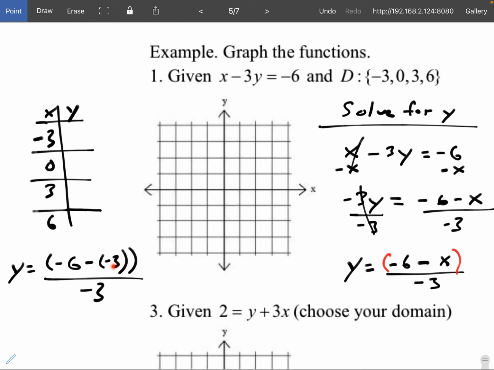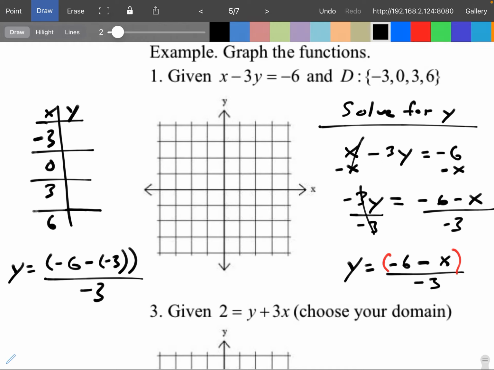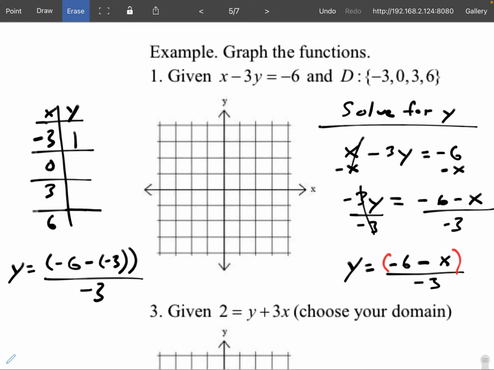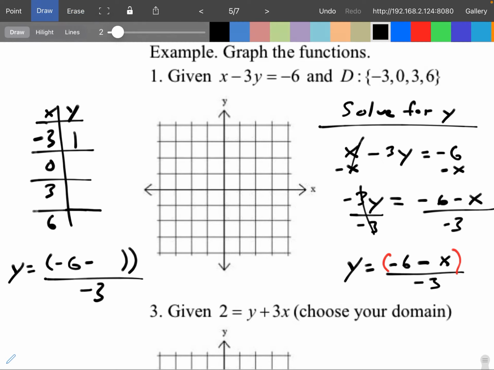But let's try to do this. What do you got to do when you subtract a negative right here? When you subtract a negative, you do what? Come on, guys. When you see minus a negative, what do you do? You add. So this numerator is just going to be negative 6 plus 3. What's that? Negative 3 divided by negative 3. 1. So this should be a 1.